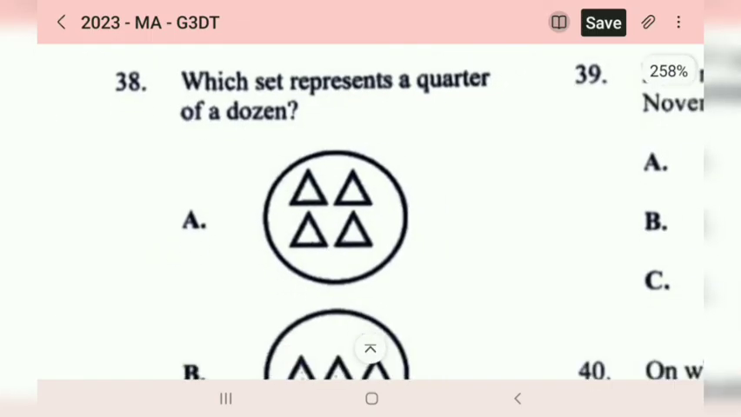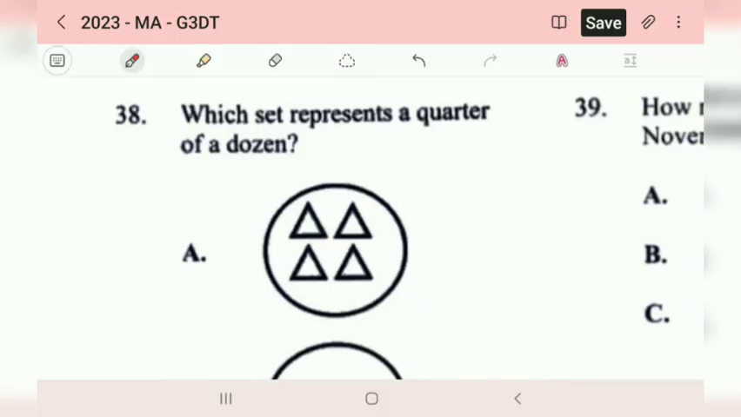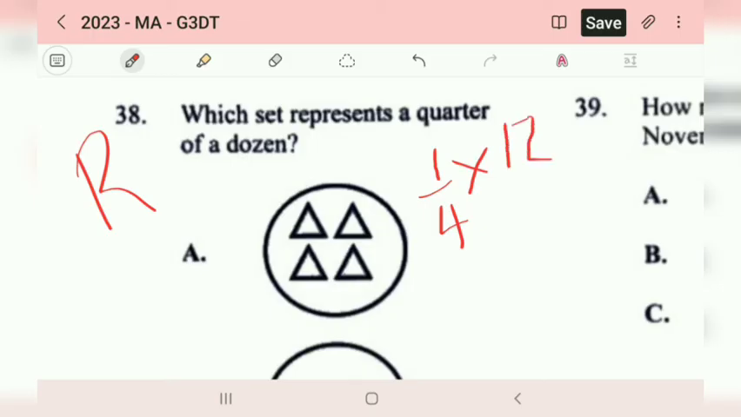38. Which set represents a quarter of a dozen? This one is a repeat. Remember we said a dozen is 12. So a quarter is written as 1/4. Of means to multiply, 12. In other words, how many 4s are in 12? Or 4 what gives you 12?